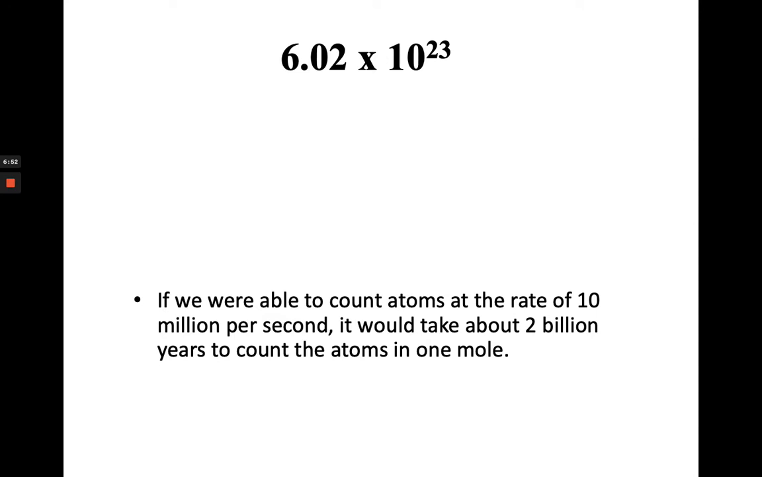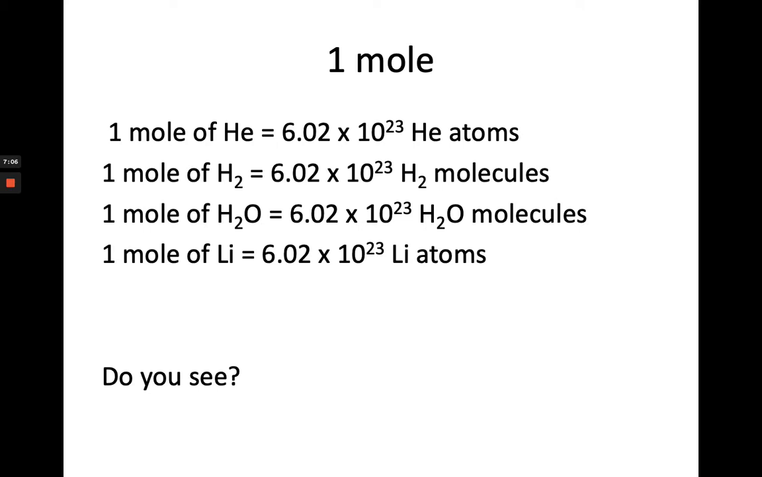You could not count them out individually. We're going to have to group them, and there are efficient ways to do that. But right now, we just want to go between this unit, the mole, and the amount of 6.02 times 10 to the 23rd. Okay, so just to go over this one more time.